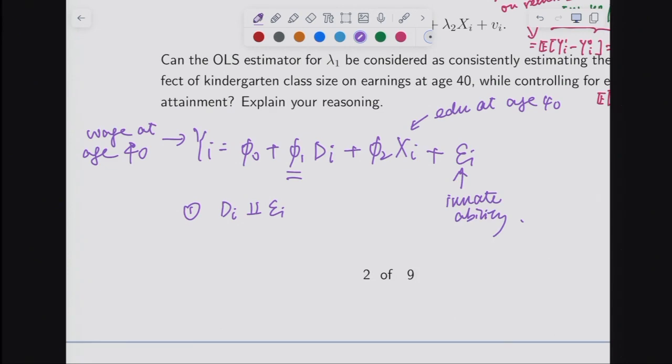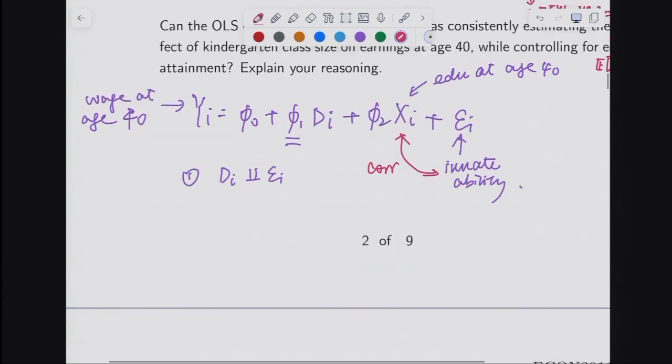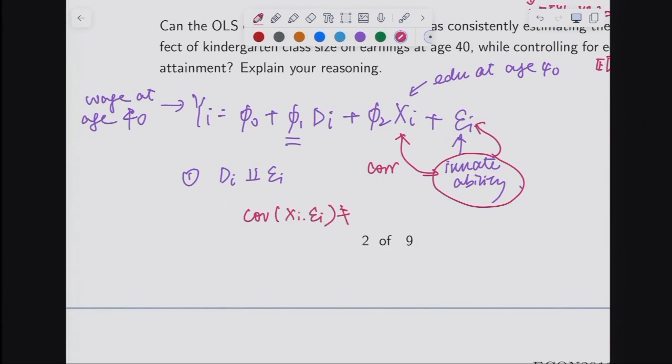While random assignment ensures that unobserved characteristics like innate ability are independent of the treatment variable D, innate ability likely affects one's education attainment at age 40. So they are correlated. And likewise, innate ability must affect one's wage. How able you are obviously would determine or influence how much you can earn. So innate ability definitely belongs to the epsilon. Then we have an issue here. The X, the interim outcome, is endogenous.